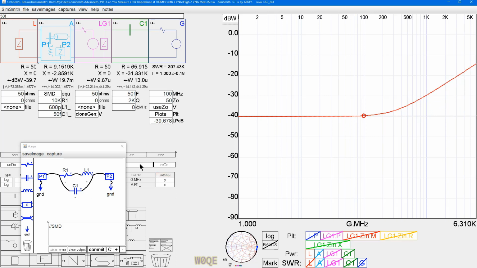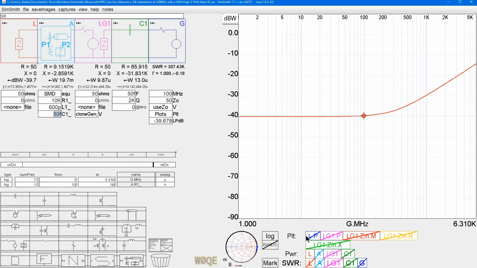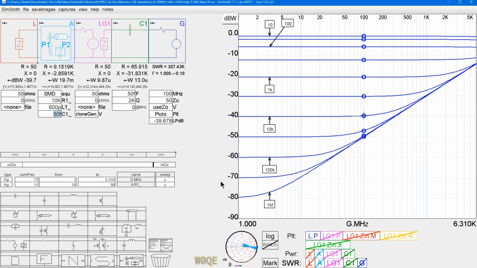Now let's do something kind of fun. Instead of plotting L.P here, I'm going to plot it myself, and I have some labels attached to it. I'm now going to sweep also the resistor values, two per decade. So we go 1, 31.6, 100, 316, 1000, 3160, 10,000, etc., all the way up to 1 megohm. And these curves are all plotted, and we see the asymptotic value here.